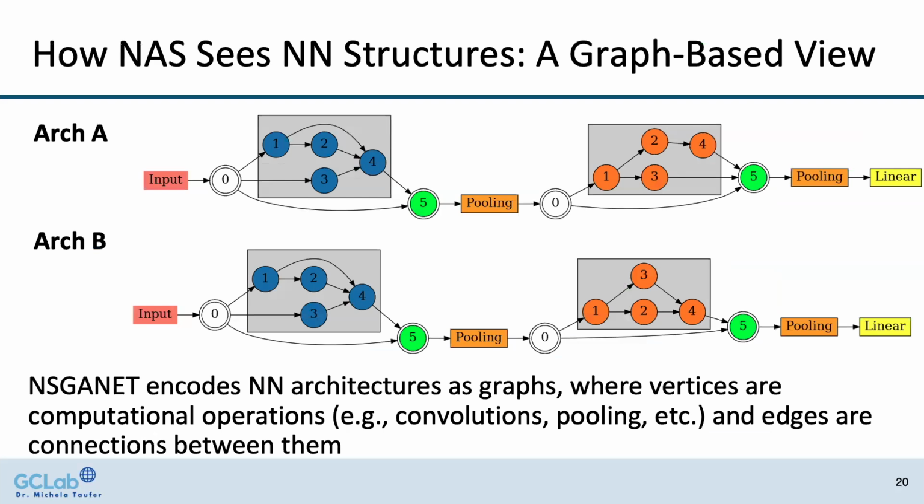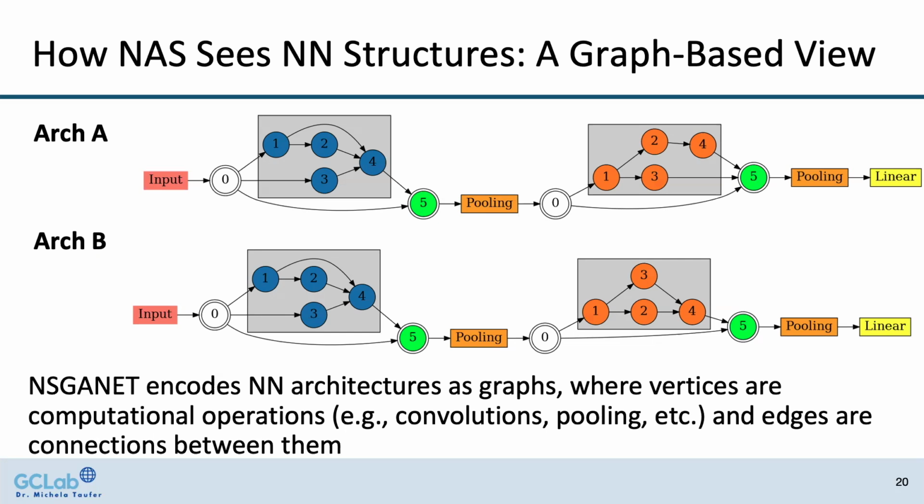To illustrate what's happening, here is an example of two neural networks that are generated by NSGA-Net. Basically, how NSGA-Net sees the neural network is as a graph. Here, vertices are computational units, and in our case, these will be convolutional layers or batch normalization or fully connected layers.